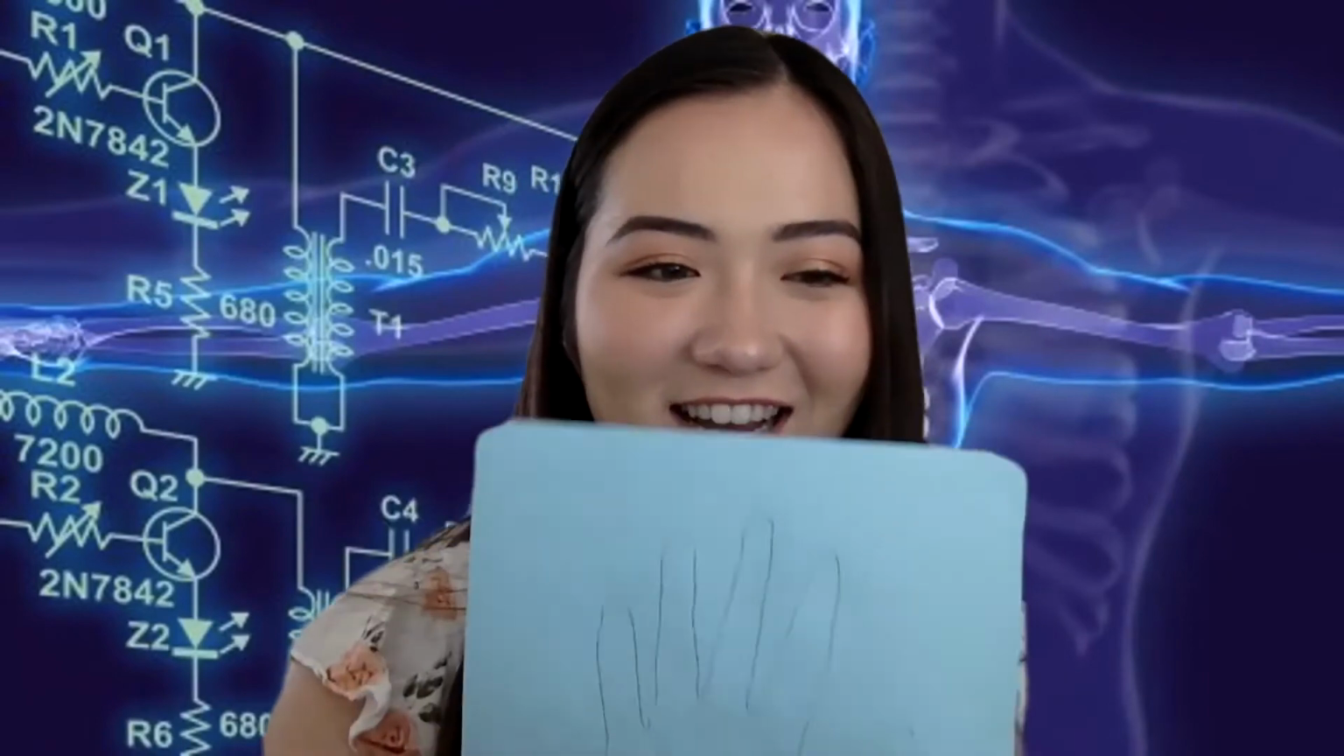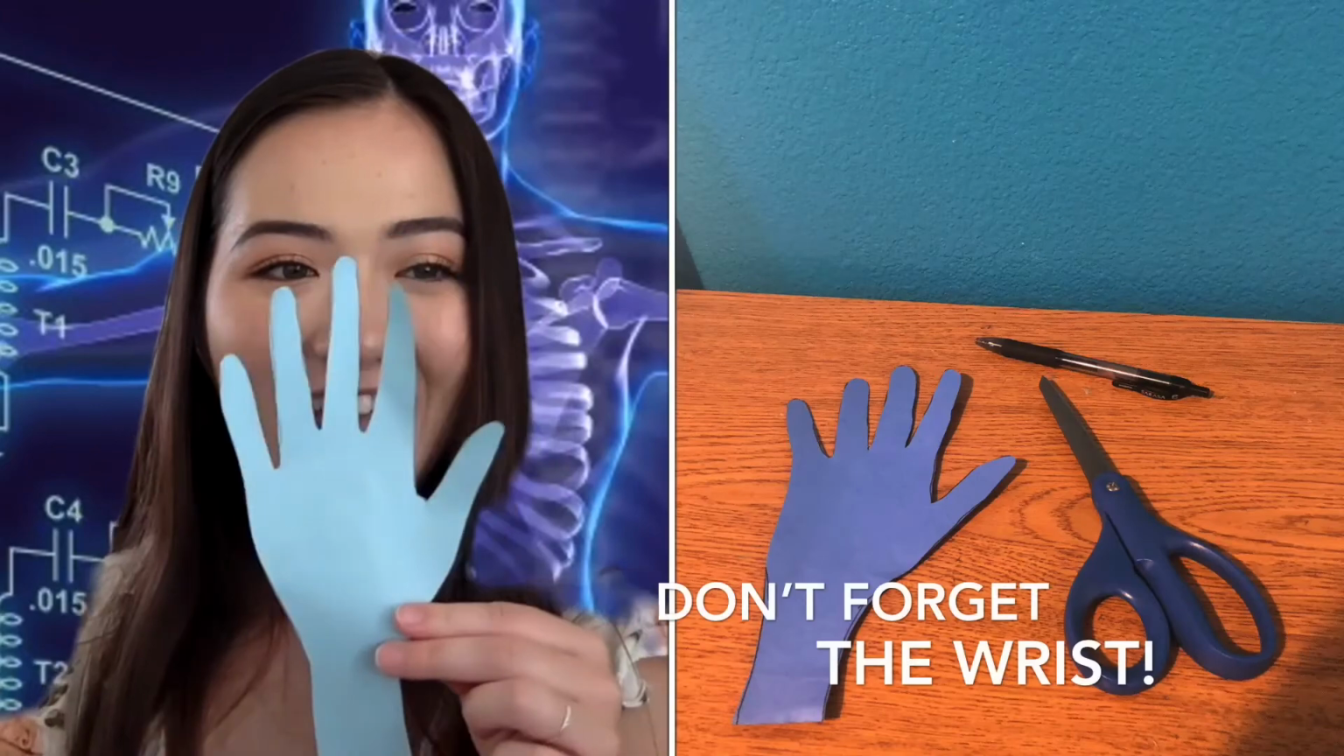So right now we're going to grab our paper and trace an outline of our hand using what we grabbed to write with. So mine will be a pen. And then we're going to trace our hand, and also don't forget to trace your wrist as well. Okay, this is my trace out of my hand, and I'm going to go cut this out now. Alright, now I have my hand all cut out.